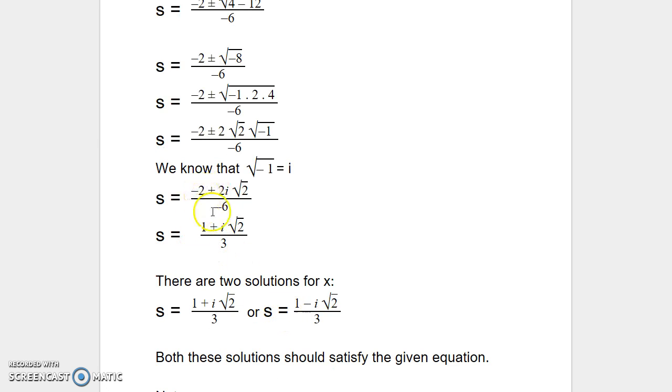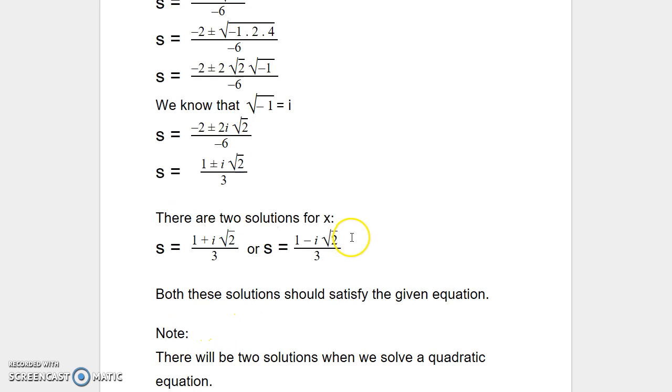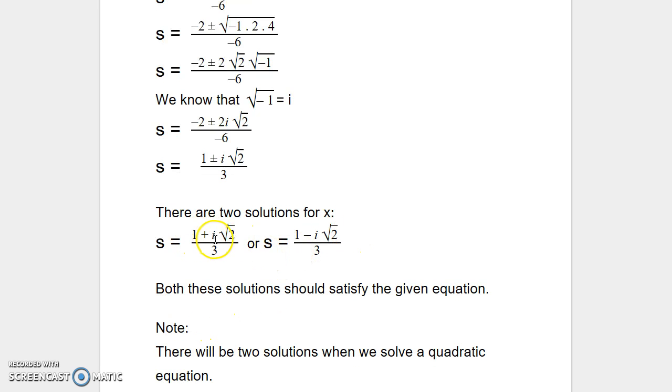So when we simplify this some more, when we take out the 2 common and then simplify it, we can simplify it as 1 plus or minus i square root of 2 divided by 3. So the two solutions we have are s equals 1 plus i square root of 2 divided by 3, or s is equal to 1 minus i square root of 2 divided by 3. These are the two solutions for the given equation. These two solutions should and must satisfy the given equation.